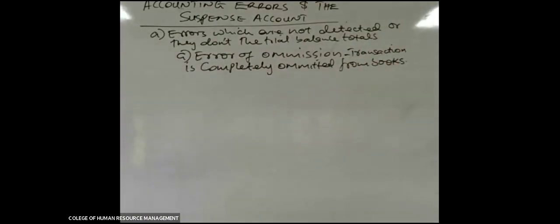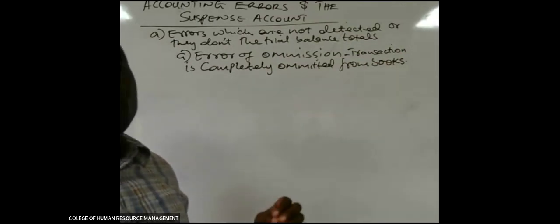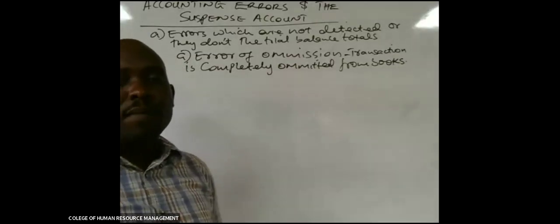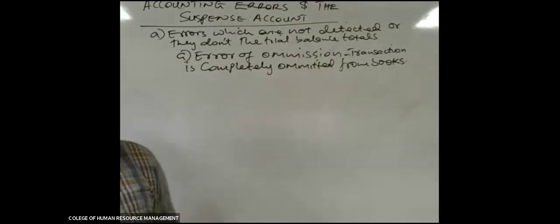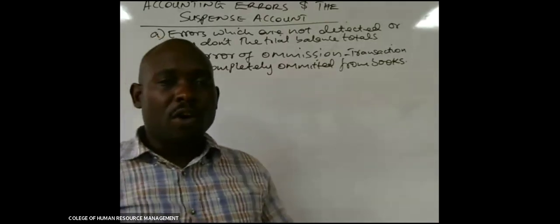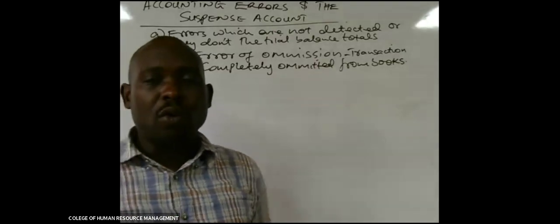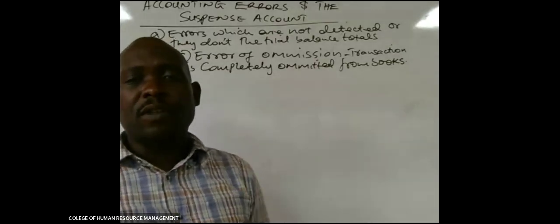The error of omission occurs when the transaction is completely omitted from the books. When you are dealing with the ledger accounts, we normally have quite a number of transactions. On 1st of January, maybe he started business with 250,000 cash. On 2nd, he bought goods. On 3rd, he sold goods. On 4th, he deposited money in the bank.